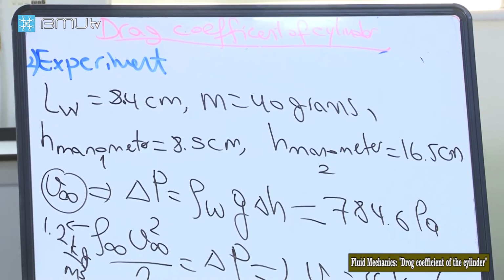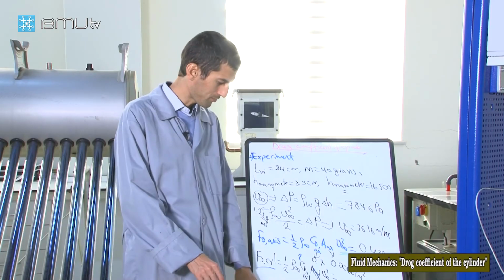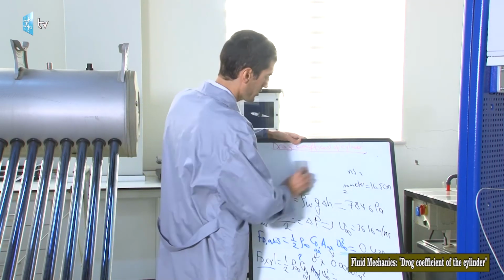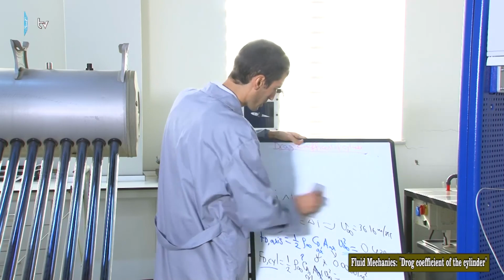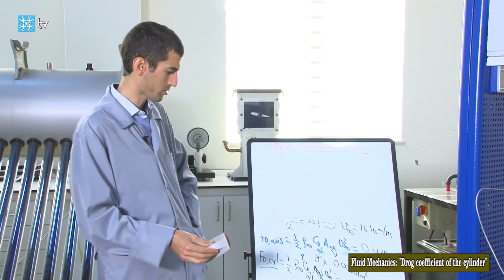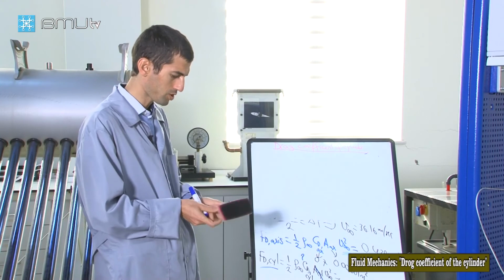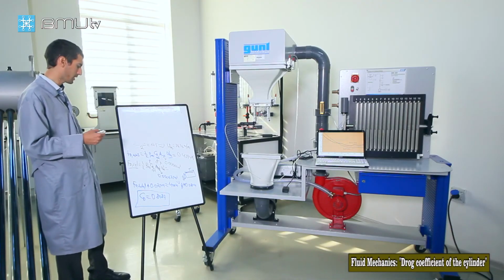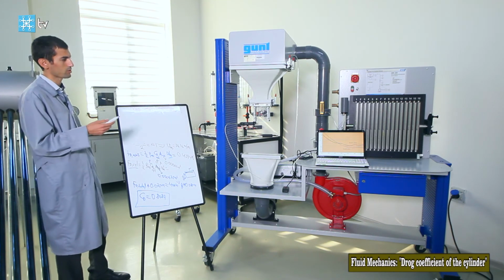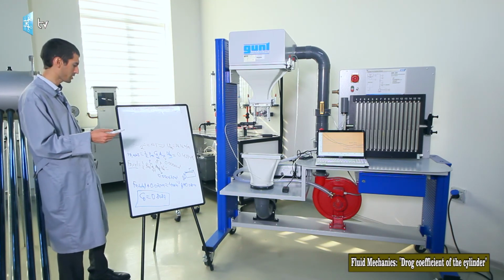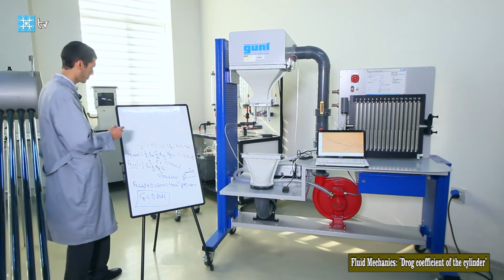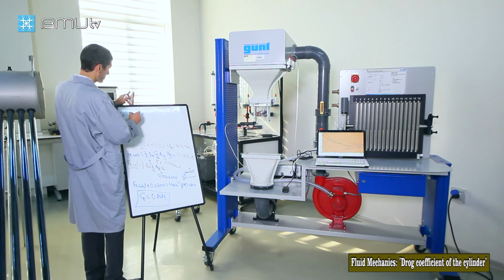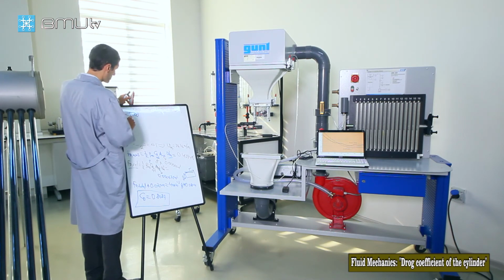So now, since we have found the CD, let's compare with the literature value. I will write the Reynolds number here, because CD, the drag coefficient, is a function of the Reynolds number. It is also a function of the wall roughness, but in our case it is the smooth wall. And even if it were a rough wall, for the range that we are working in, the roughness is not so important.